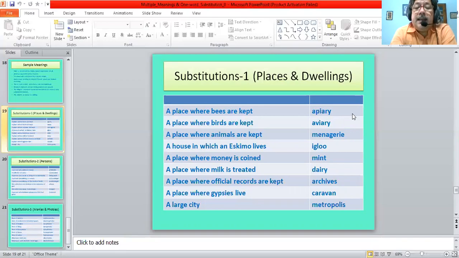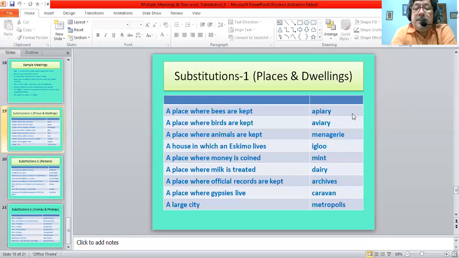A house in which an Eskimo lives is an igloo. So you must have seen igloos and pictures of them. And by the way, another name for a menagerie is a zoo. A place where money is coined, that is a mint. A place where milk is treated is a dairy. A place where official records are kept are the archives. We all have official archives in different places.